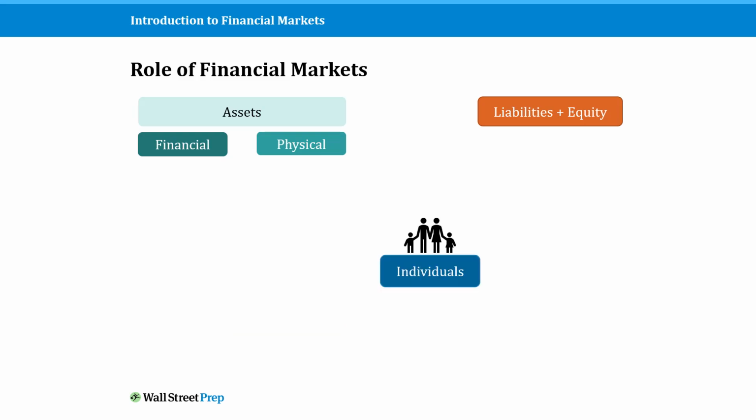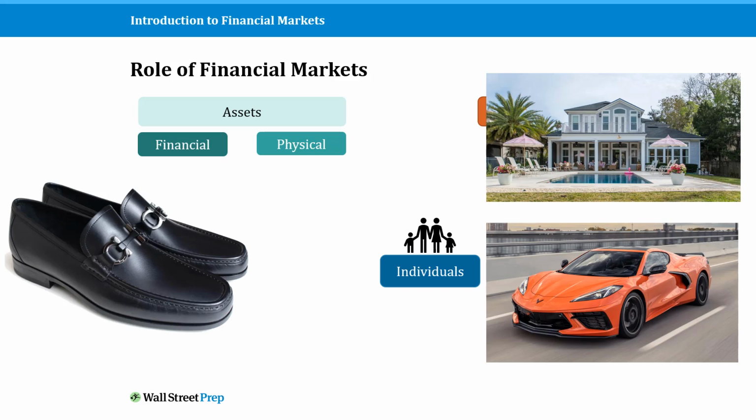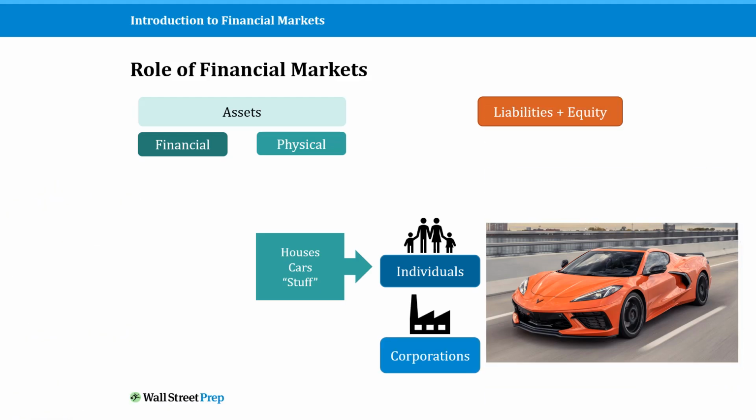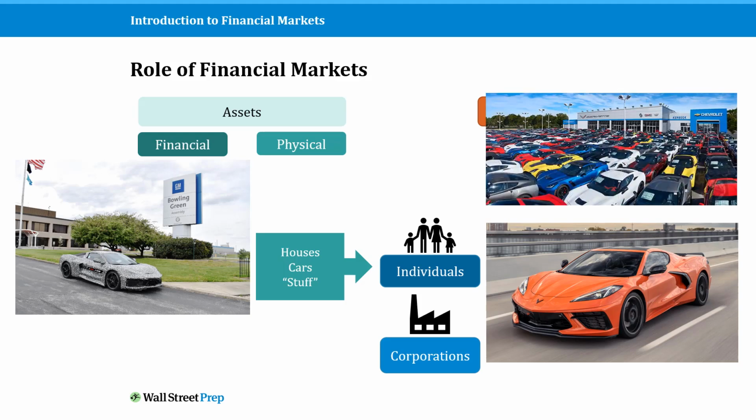So, starting with individuals. You have physical assets such as your house. You also have a car, and then you have things like clothing and shoes. So I'll call this group houses, cars, and stuff. And then you have companies that make this stuff. So GM makes this orange Corvette. And then you'll need a factory like the one that you see here. And then you'll also need inventory to finance all these cars before they're sold. So for companies, this inventory and factories are the physical assets that they have on their balance sheet.